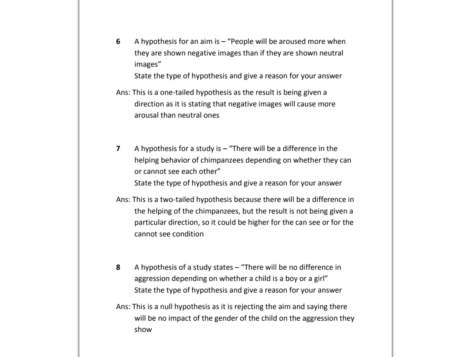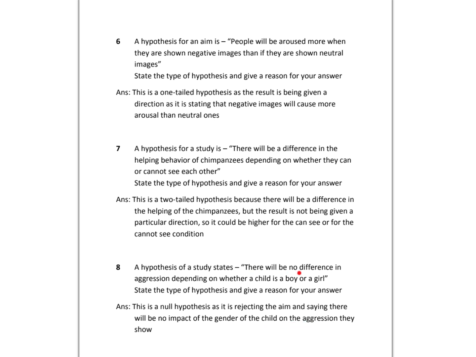A hypothesis of a study states there will be no difference in aggression depending on whether a child is a boy or a girl. State the type of hypothesis, give a reason for your answer. This is a null hypothesis because it says no difference. So this is a null hypothesis as it is rejecting the aim and saying there will be no impact of the gender of the child on the aggression they show.